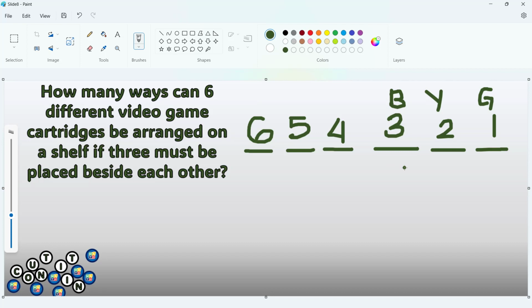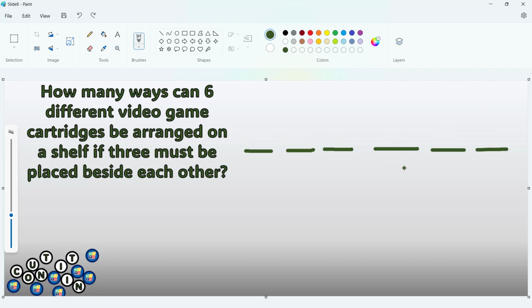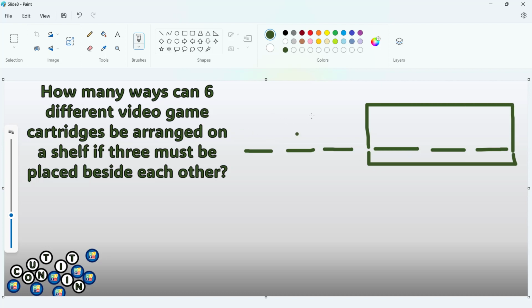But here, as mentioned, the 3 must be placed beside each other. So here comes the concept. We are going to take all these 3 as 1. Okay? That would mean instead of 6 placements, now we only have 4 placements. So 1, 2, 3, and the 4th placement is where strictly those 3 should go together.